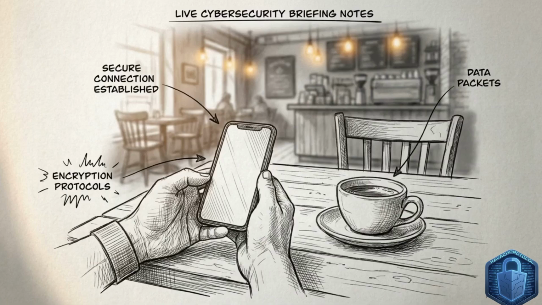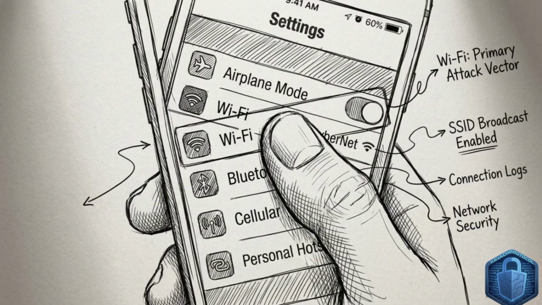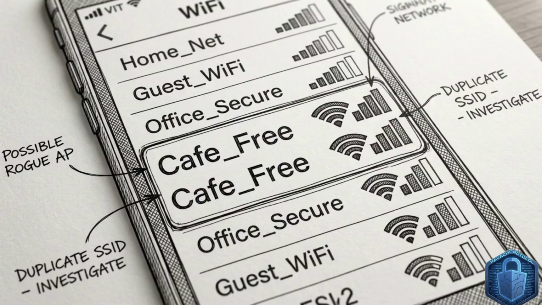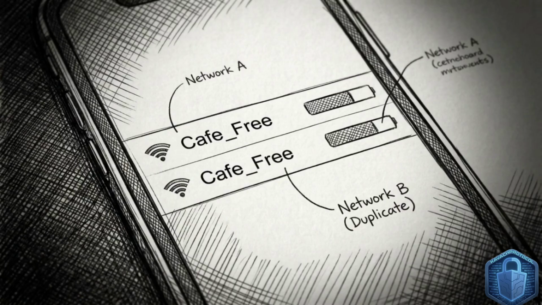Look at this phone screen. You're sitting in a coffee shop. You open your Wi-Fi settings to get online, and you see these two nearly identical network names side by side. Which one is the coffee shop's actual Wi-Fi, and which one is the trap?